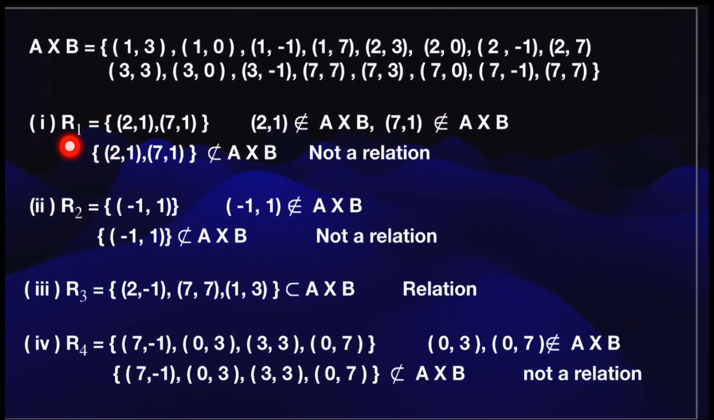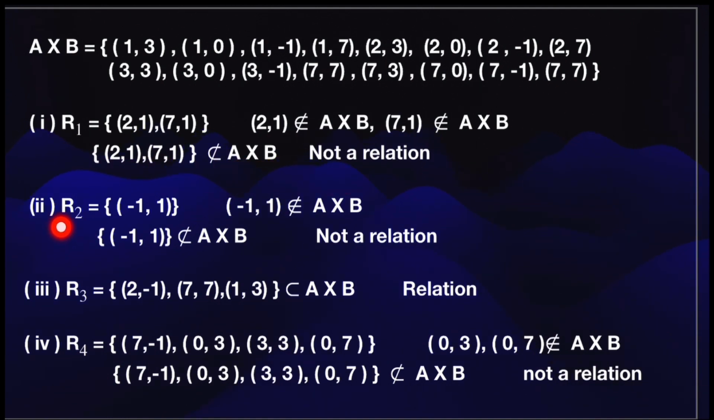Now let's take the first relation, R1, first set I should say. We have to check if it is a relation. R1 is a set. So these are the two ordered pairs. We know that the first condition is that a relation should be a subset of A cross B. Now here this element does not belong to A cross B, and even (7, 1) also does not belong here. That means this set is not a subset of A cross B, not a relation.